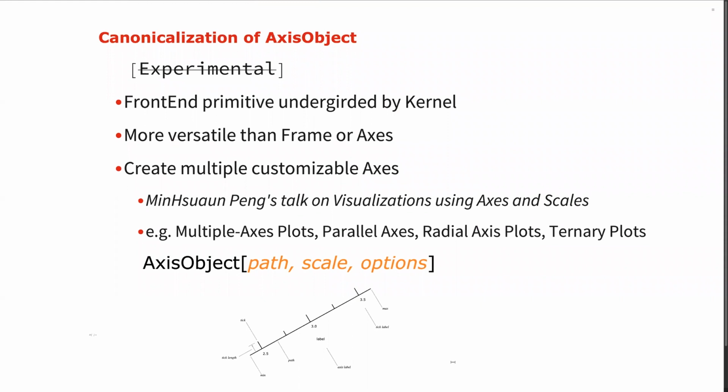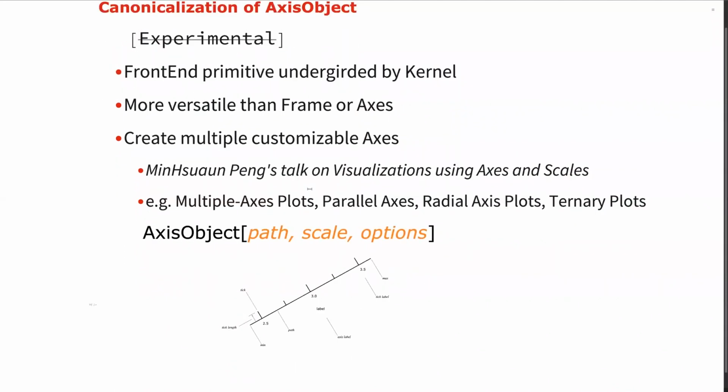We've made AxisObject a first-class front-end primitive in version 13.0. It's undergirded by the kernel as well, so it's no longer experimental. We've tied down all our options and the syntax and how we wanted it to work. So this is first class in version 13. Just a quick recap: in last year's talk it was called Axis, but we've called it AxisObject, and AxisObject is much more versatile than the axes you can get from Frame or from Axes.